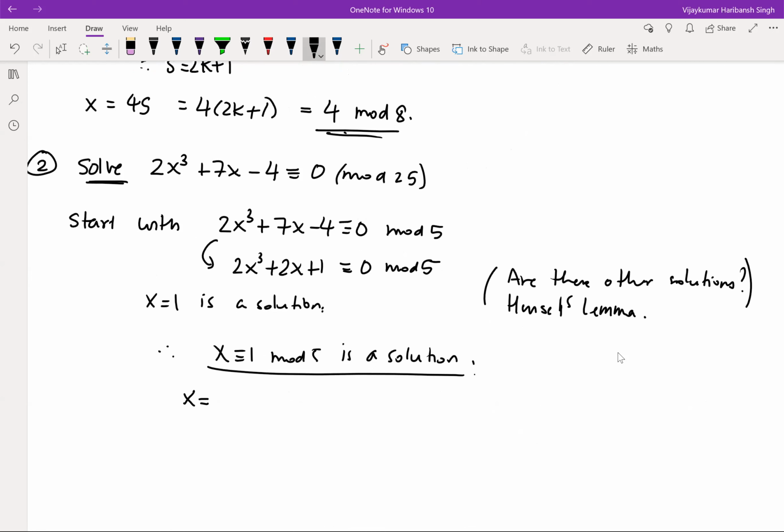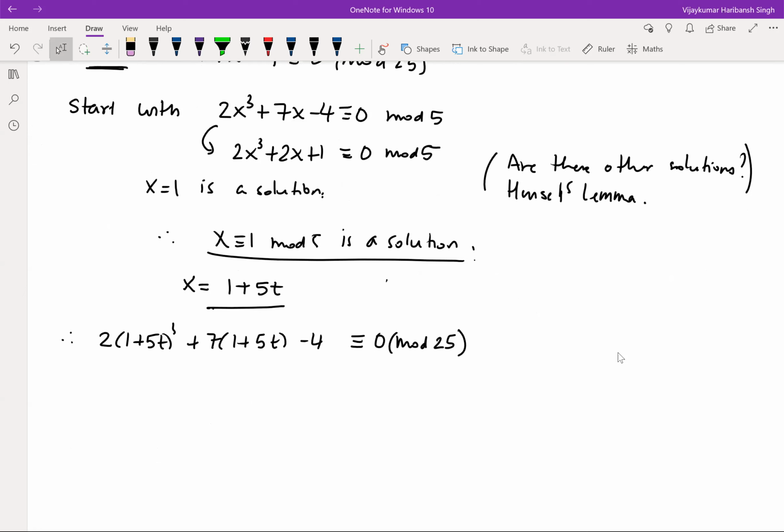Therefore x equals 1 plus 5t for some t belonging to Z. Now take this solution and look at mod 25. Therefore 2 times (1 plus 5t) the whole cube plus 7 times (1 plus 5t) minus 4 is congruent to 0 mod 25. You see that you're lifting the solution mod 5 up to mod 25. This is called lifting of the solution. Such lifting may not be possible all the time, and the precise answer to this is given by Hensel's lemma.